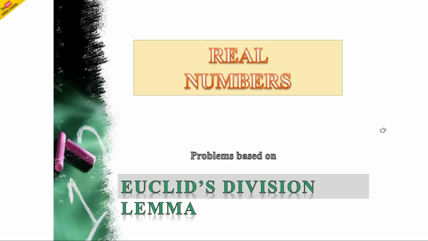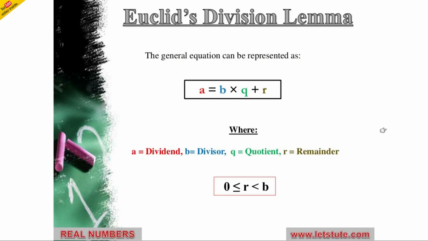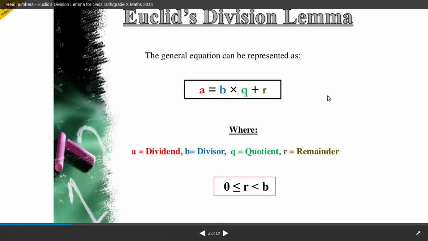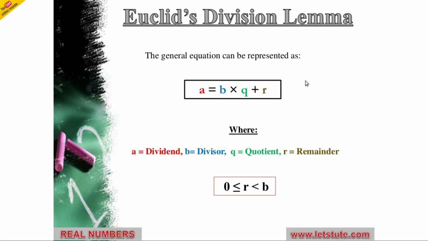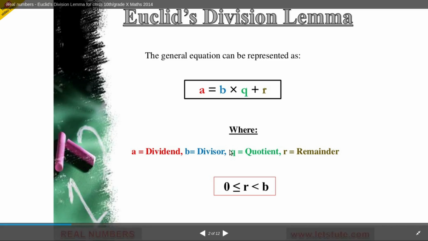These are the problems I picked from your exercise problems, and these are important from the exam point of view. Before starting with the problems, let's go with the lemma. What is the lemma? a is equal to bq plus r. We'll use this to solve all the remaining problems. Here a is the dividend, b is the divisor, q is the quotient, and r is the remainder. So let's start with the problem.